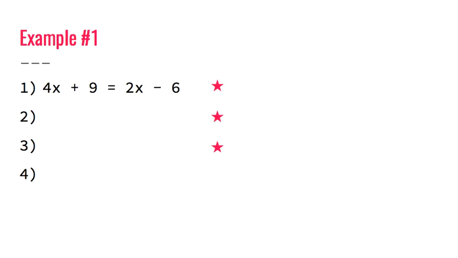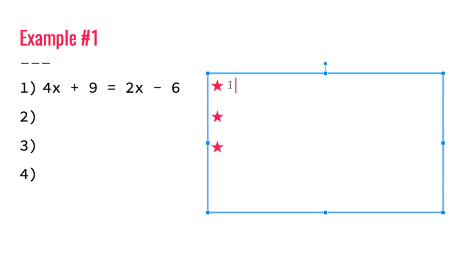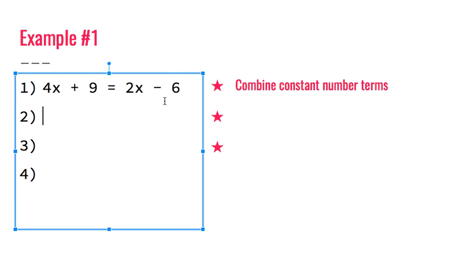Let's take a look at an example. We have 4x plus 9 equals 2x minus 6. We don't have any parentheses, so we don't need to use the distributive property. Our first step is going to be to combine constant number terms. We do this with either addition or subtraction properties. We can add 6 to both sides of the equal sign. What we do to one side, we must do to the other.